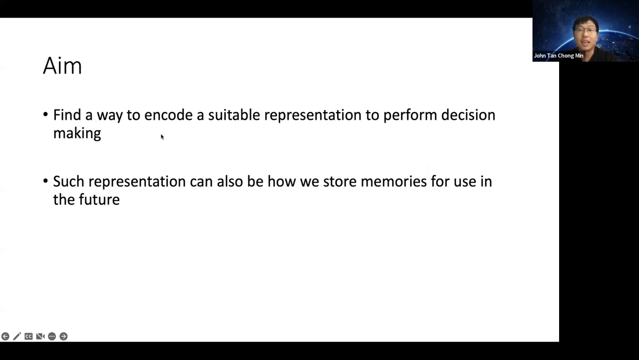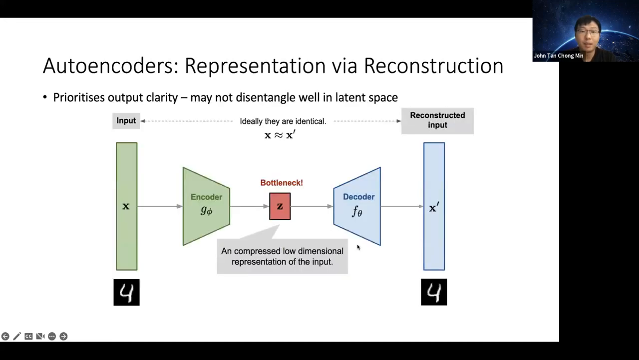All right. Okay, so the aim of today is to find a suitable representation to perform decision making. And this representation can also be the basis of how we store memories. So this is the autoencoder representation method.